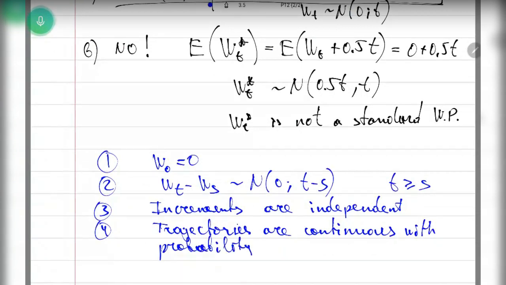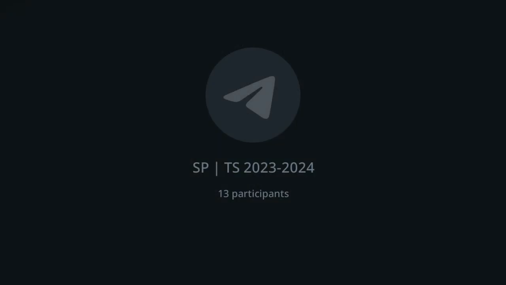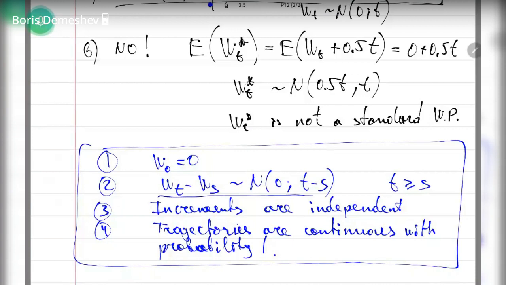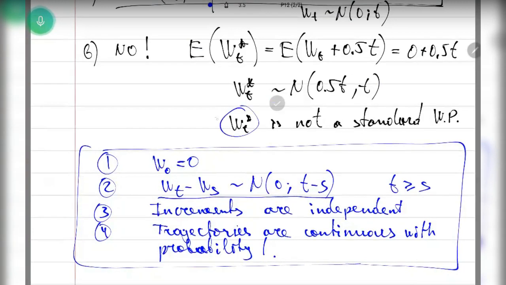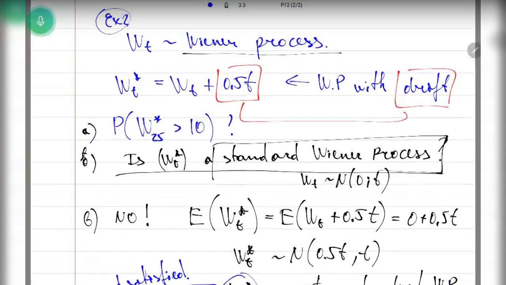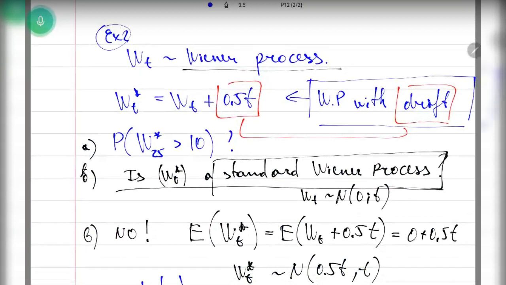Probability 1. So assumptions, and this assumption is violated for WT star. That is not satisfied if we speak about assumptions for a standard Wiener process. You may say that it's a Wiener process with drift, that's okay to say, a modified Wiener process. But that's not a standard Wiener process. I mean WT star. WT is a standard Wiener process, the standard.